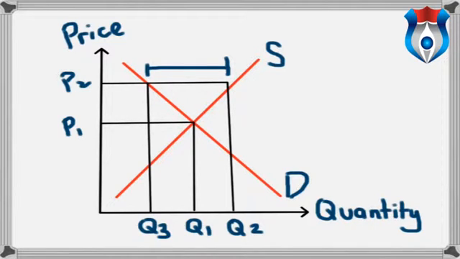In real life for a business, this looks like too much stock on their floor. They have Q2 products for sale, but only Q3 of them are being sold. Because businesses need to sell their product, they will decrease the price. If they decrease their price down to P3, they will still have an excess supply. They'll still have too much stock on the floor, and they'll keep on reducing the price. This will continue until they reach equilibrium at P1.